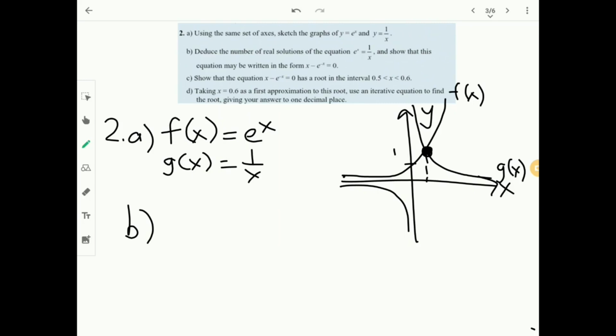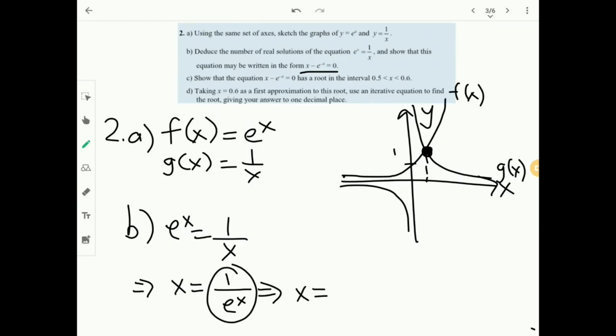And now let's see how we can rearrange this equation. We see that e to the x equals 1 over x. Let's take the reciprocal, let's flip them. So x equals 1 over e to the x, right? When we solve this we get x equals e to the minus x, because it's a minus power, and then we take this to the other side and get x minus e to the minus x equals 0.